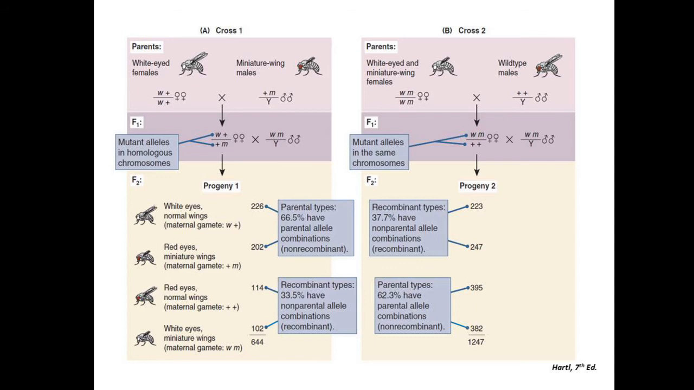You can see the phenotype of the parental types of the two flies crossed, and in F1 again they are having WM and plus plus. The allele conformations are different from cross 1. Just look at the difference. And in this F2 generation, progeny from cross 2 have 37.7% non-parental allele combination, which are recombinant, and 62.3% have the parental allele combination, which are non-recombinant, out of 1247.